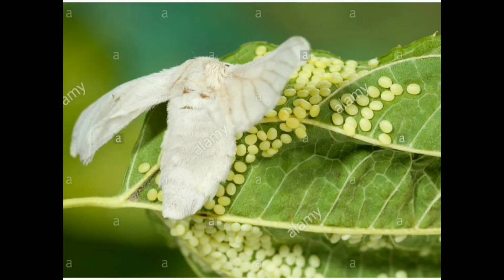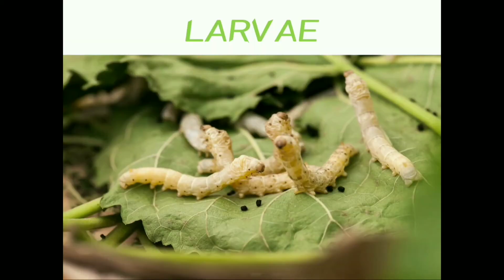Now let's learn about silk fiber. The rearing of silkworms for obtaining silk is called sericulture. Life history of silk moth. The female silk moth lays eggs on mulberry leaves, which then turn into caterpillars or silkworms.